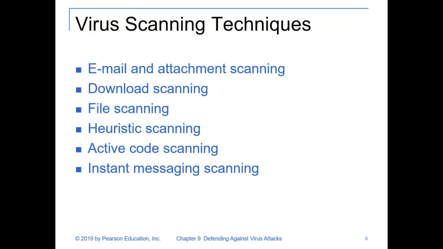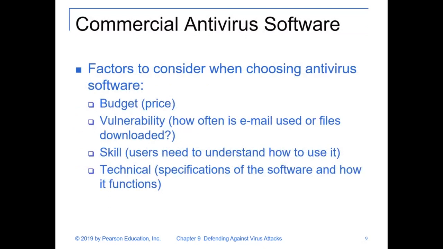Heuristic scanning. In this one, it's going to look for rules to determine whether a file or program is behaving like a virus. And this is one of the best ways to find a virus that's not a known virus. This is something that's not completely accurate yet. Research is still being conducted to improve it. Active code scanning, and instant messaging scanning, is where it'll scan your instant messaging for known viruses.